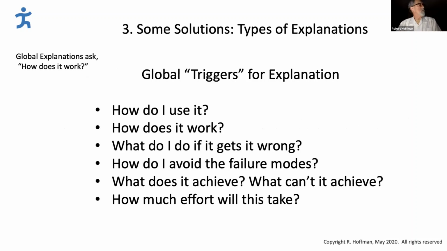So some solutions, he said, checking the clock. I've got 10 more minutes. When people ask for an explanation, they don't want to get spoon-fed. They've got a particular question in mind. How do I use this thing? How does it work? What do I do if it gets it wrong? How do I avoid the failure modes? What does it achieve? What can it achieve? What are its limits? How much effort is this going to take? And those are all what are called global explanations that have to do with how this AI system works.